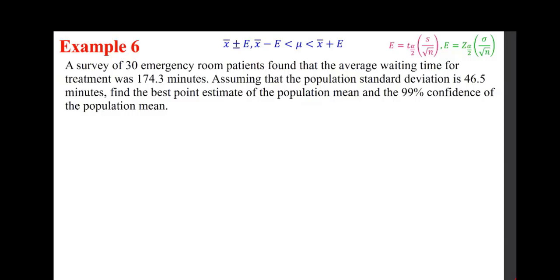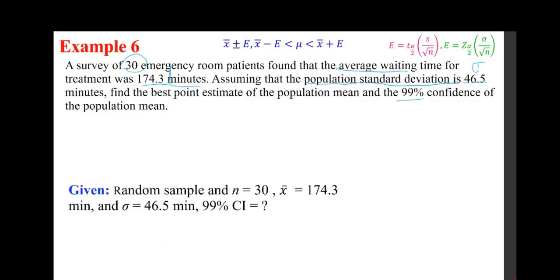Okay, the very first thing we want to see, what's given symbolically. So a survey of 30. So that's the first number we come across, n is 30. The average waiting time, that's x bar. Why is it x bar? For those 30 people, the average time was 174.3 minutes. So we are assuming the population, okay, so see, population standard deviation. And as you can see, this is sigma. And we want to find the point estimate, and we want to find the 99% confidence interval.